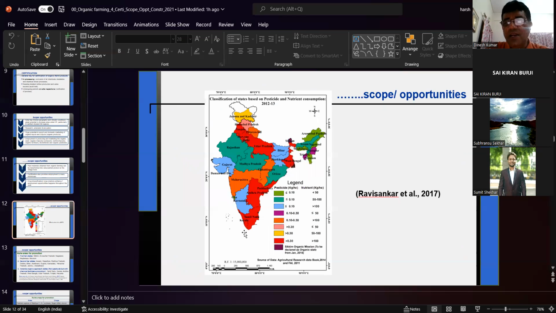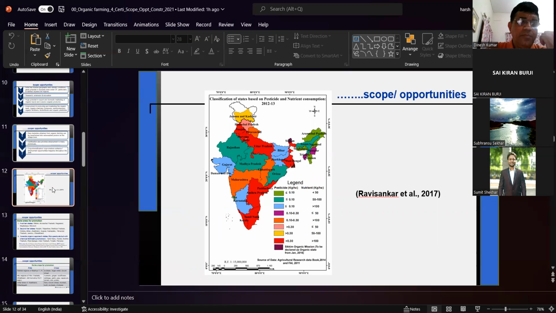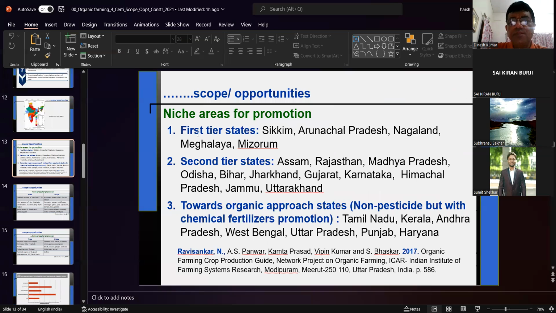And these are the areas where you can see the area of India has been divided. In green areas, you have less pesticide and less fertilizer application rate, and then the next green color, number 2 color. In these areas also, less pesticide, less fertilizer. And as you go down, these areas become heavy users of pesticide and fertilizers. So based upon this, Modipuram Institute has divided the country into 3 different parts.